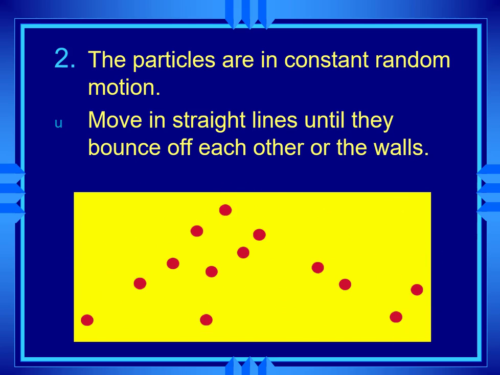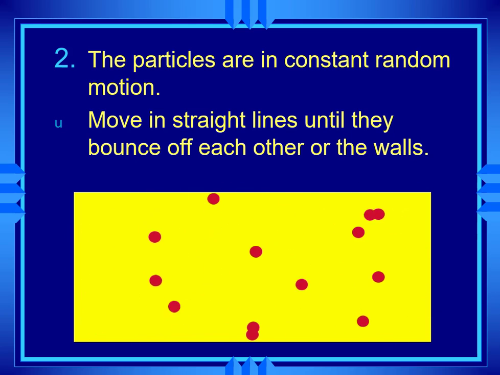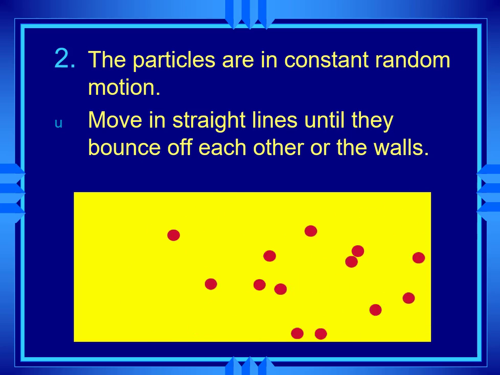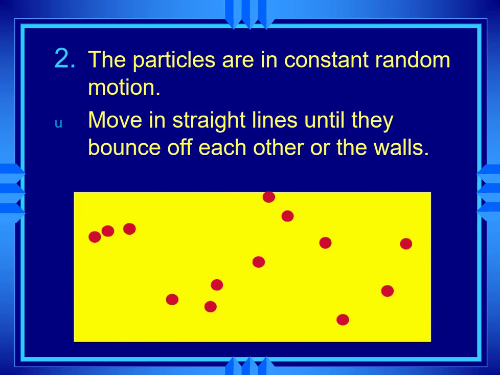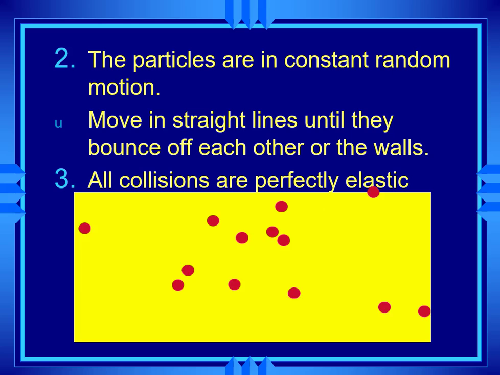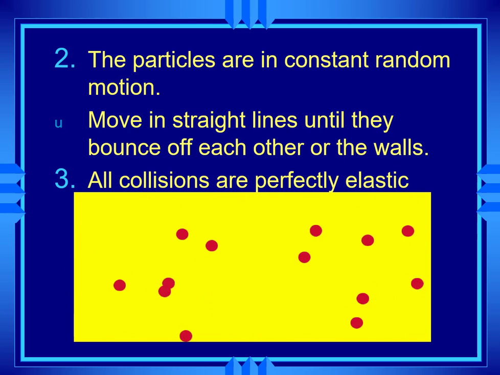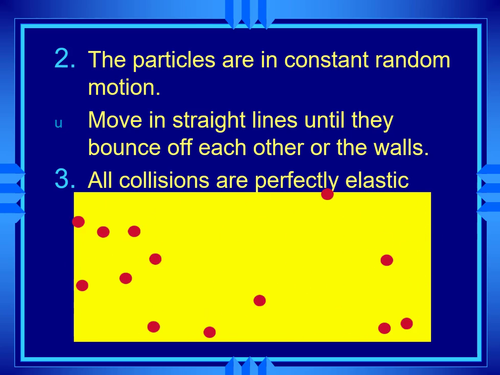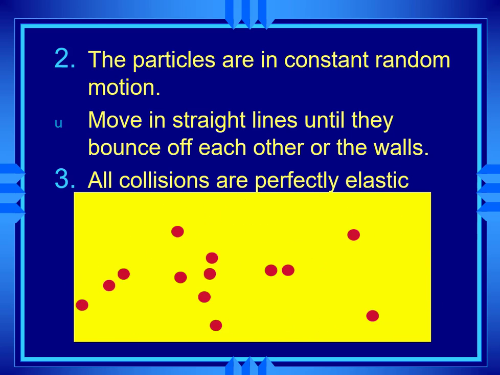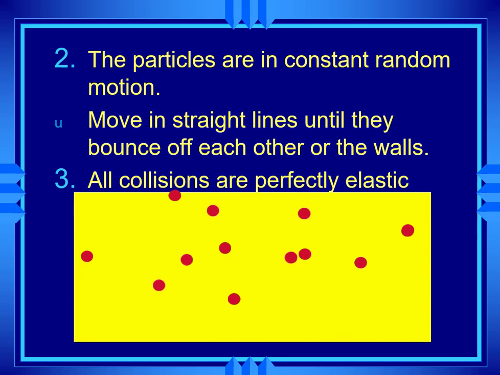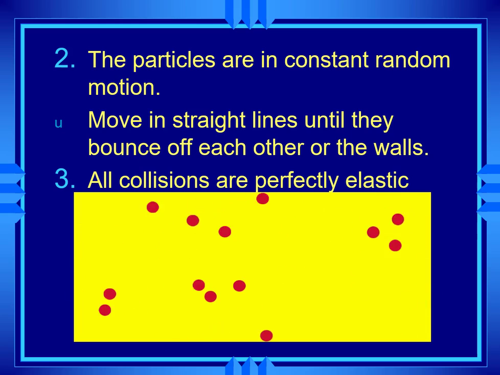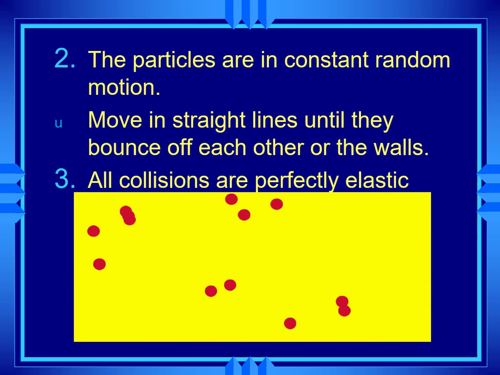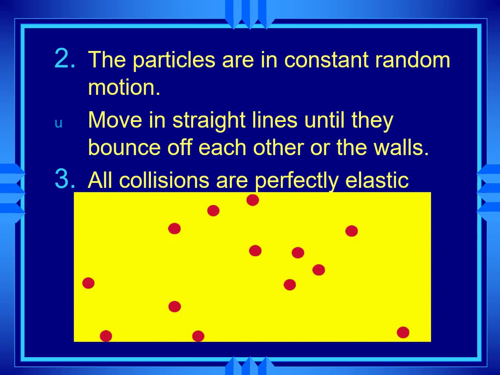I know your book broke this up into 5 pieces, but it doesn't take 5 pieces. We got molecules, they're in constant motion, and collisions are perfectly elastic. So when they collide with something, it's perfectly elastic, which leads us to one question. What the heck is elastic?